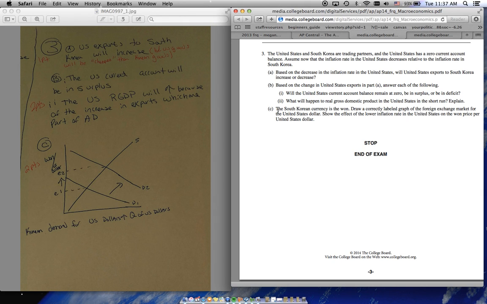When we look at the South Korean currency as the won, draw the correctly labeled graph of the foreign exchange market for the United States dollar. Show the effect of the lower inflation rate in the United States on the won price per dollar.